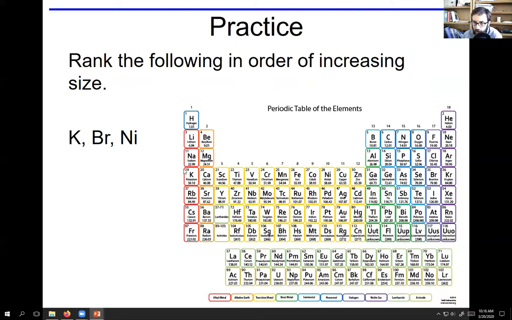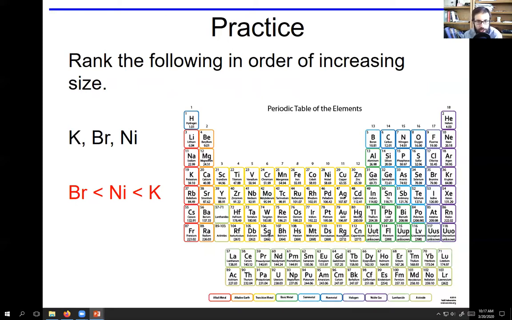Well, look, they're all in the same row. So the trend that I care about is that going to the right on the periodic table makes atoms smaller. And so which one's the furthest right? Well, that's bromine, so that's going to be the smallest. And then nickel's in between, and then potassium. So it's basically as simple as that, guys.